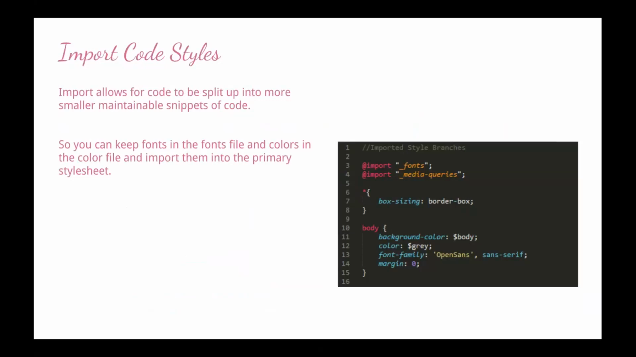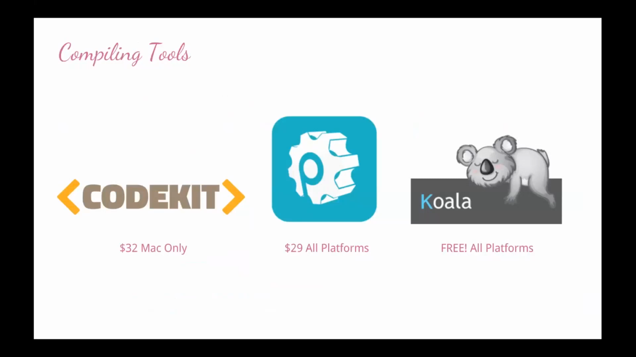You can also import your code styles, thus relating with the partials. Import allows for the code to be split up into smaller maintainable snippets of code. So you can keep your fonts in the font file, you can keep your colors in the color file, and import them into a primary style sheet.